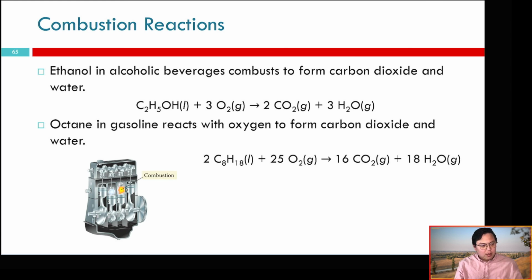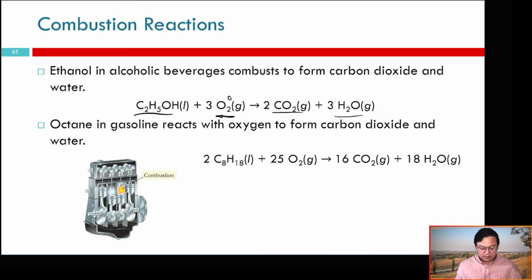So here's an example of a combustion reaction. We have ethanol from alcoholic beverages combusting to form carbon dioxide and water. So we have our C2H5OH, which is ethanol, combining with elemental oxygen, right? Again, 0 charge here. And that forms our CO2 and water.